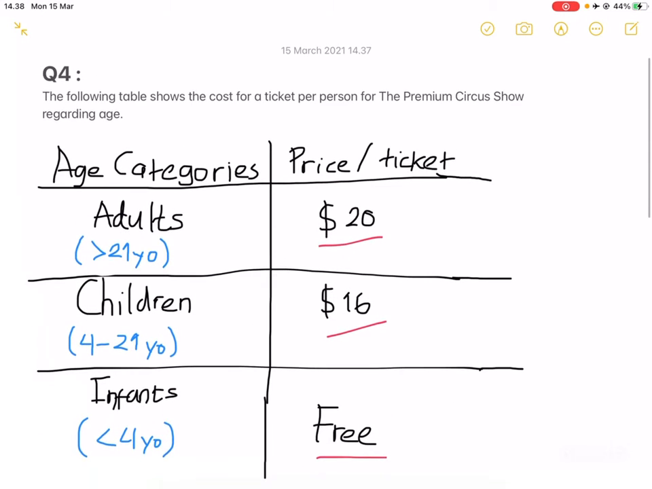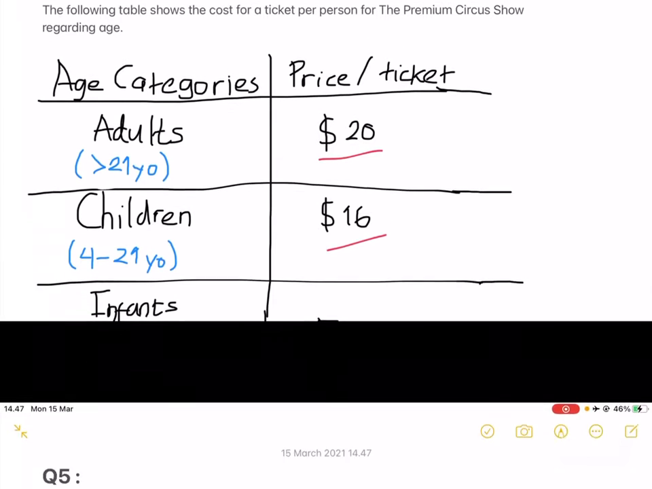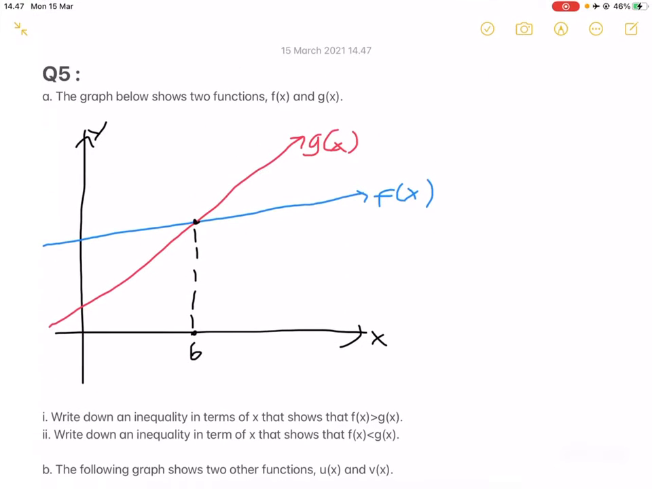Alright, so that's question 4. Jumping to question 5, it's probably unrelated to linear inequalities, but it's still about inequalities, but in a different way: observing the graph of functions. So let's just jump into question 5. For the fifth and last question, it's about observing the graph of functions, and then making some inequalities about it, and stuff like that.